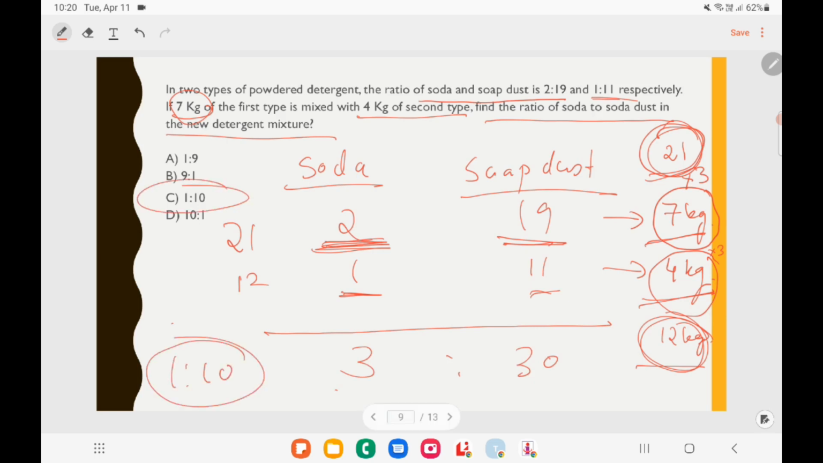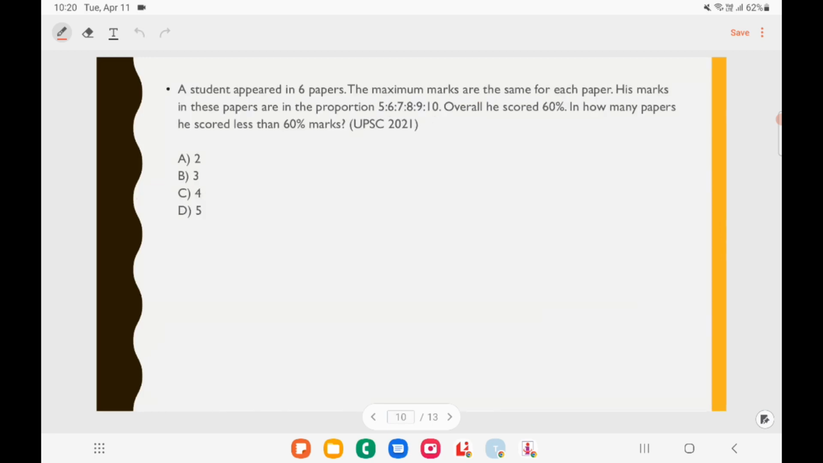So in this way, you can easily solve the questions. The calculation can be made very easy if you multiply the quantities with the same number. Okay. So now let us see a different kind of question. This is actually a UPSC question, a 2021 question.